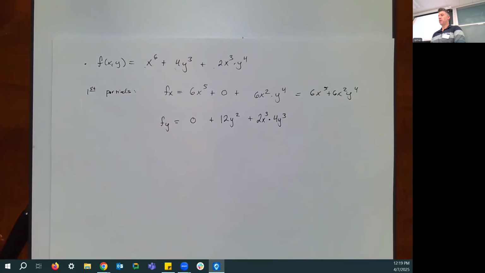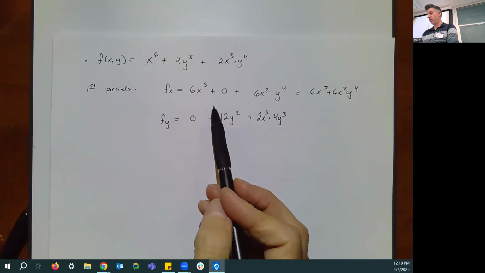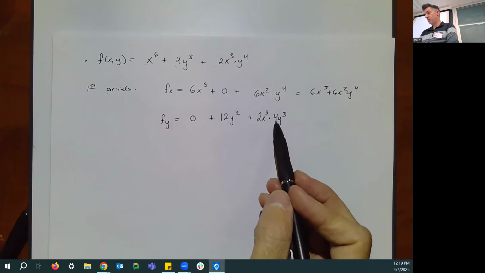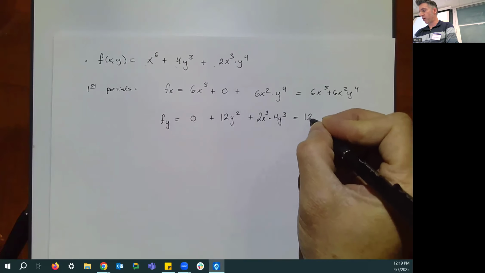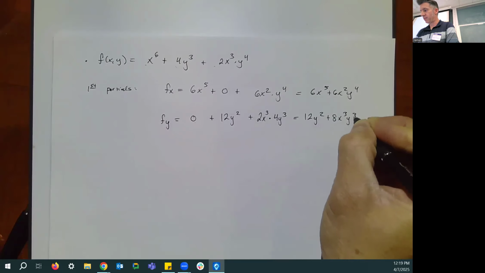That's what I'm getting. The derivative of x to the 6th is 0. The derivative of 4y cubed is 12y squared. And the derivative of 2x cubed y to the 4th: the 2x cubed hangs out, and the derivative of y to the 4th is 4y cubed. So then we simplify that as 12y squared plus 8x cubed y cubed.